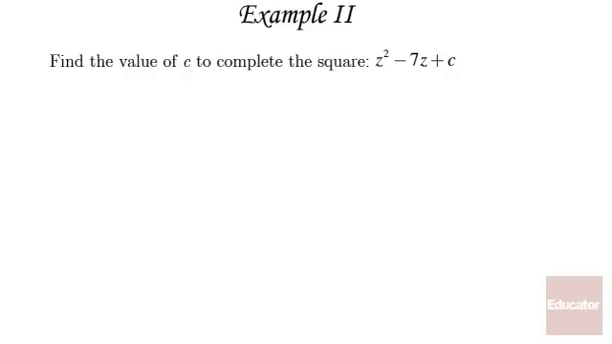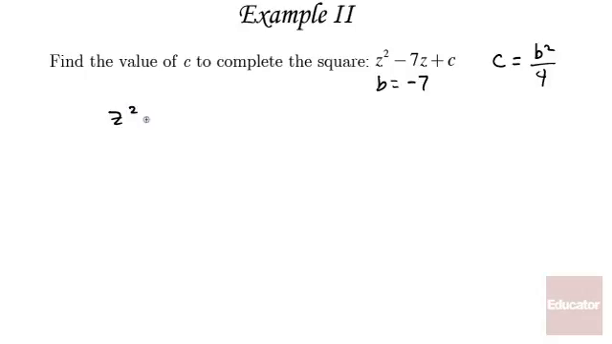Okay, now we're being asked to find the value of c to complete the square here. So we have z squared minus 7z plus c. Well, recall that c equals b squared over 4 for a perfect square trinomial. Here, a equals 1, so I don't have to divide by a. I've already got 1. And b equals negative 7.